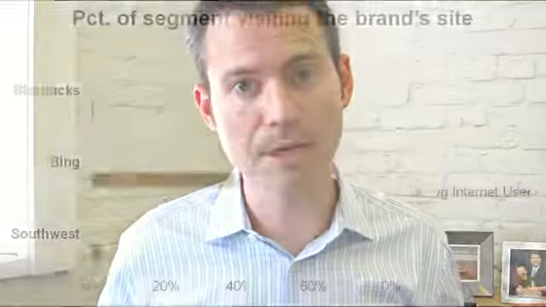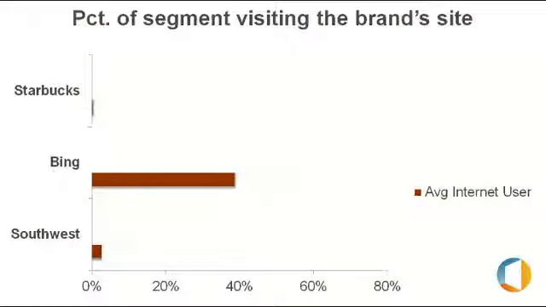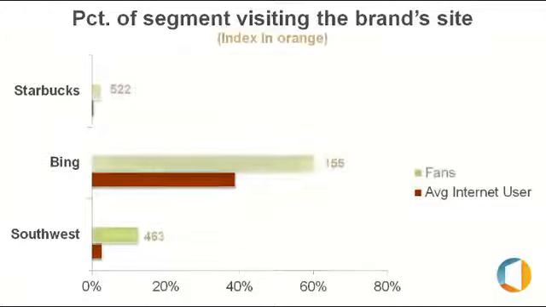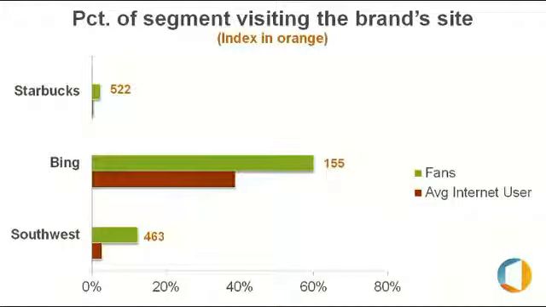So now let's talk about the really exciting stuff. Are these fans really fans, right? People want to know, do they really like my brand? And now for the first time we can say that, at least in the case of Bing, Starbucks, and Southwest Airlines, they absolutely are. This chart shows in red the average number of internet users visiting the brand's website. Now take a look at the fans. They're in green, and what's really cool is you can clearly see the difference in that these fans actually do visit the brand website, are more likely to visit that site than the average internet user.